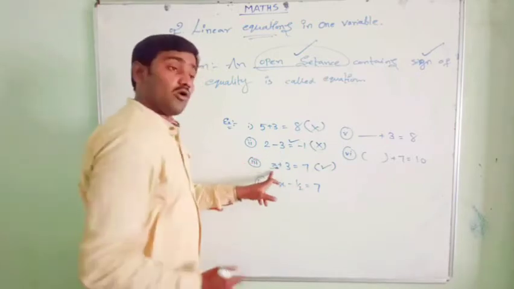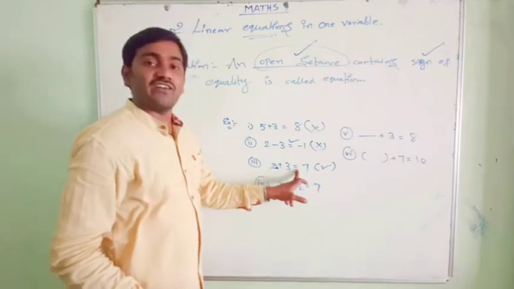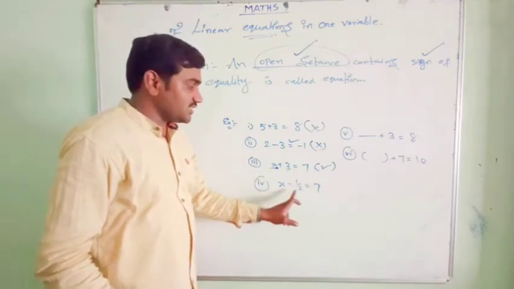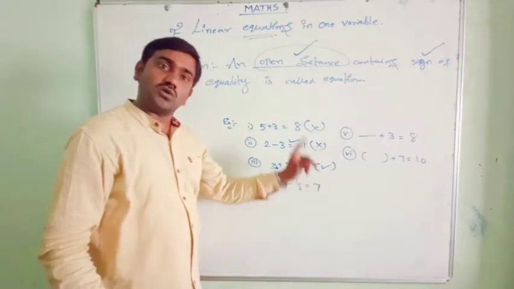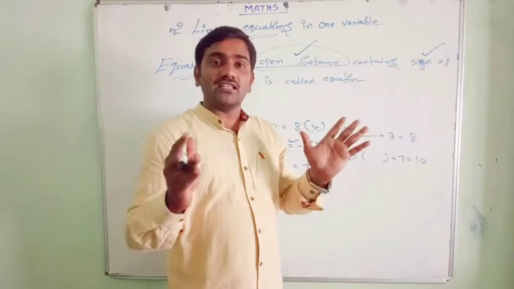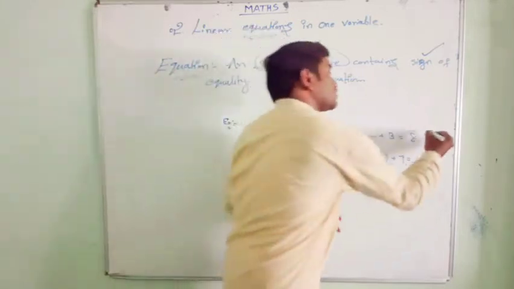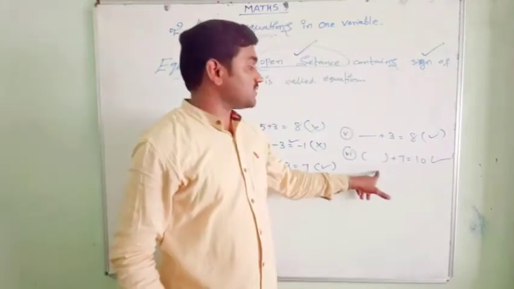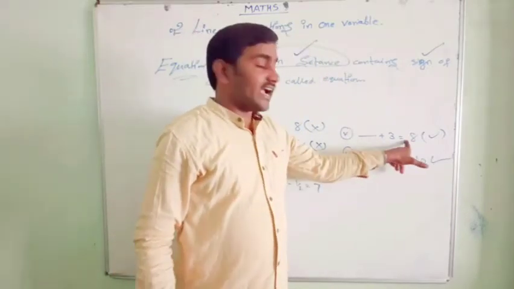here x is an open sentence and it contains a sign of equality. So it is called an equation. See here also x is an open sentence and it contains an equal symbol. So it is an equation. See, it is a dash. That means here is a blank, in the sense we can substitute any value. So it is also considered an equation. Here there is a bracket. So it is also considered an equation. That means open sentence and equal symbol.